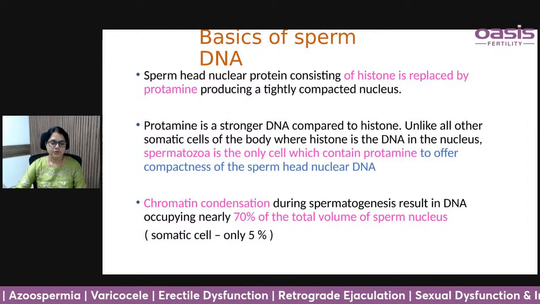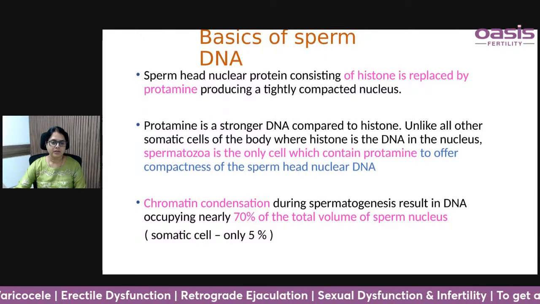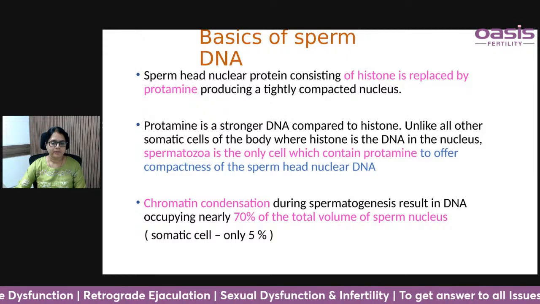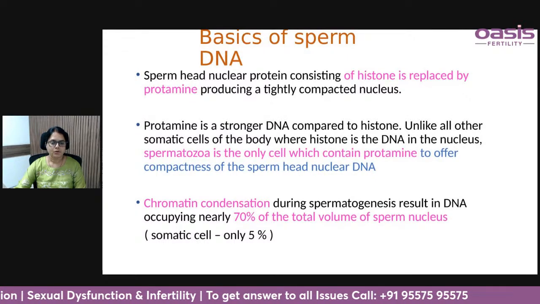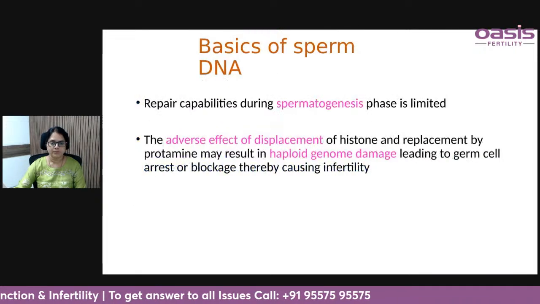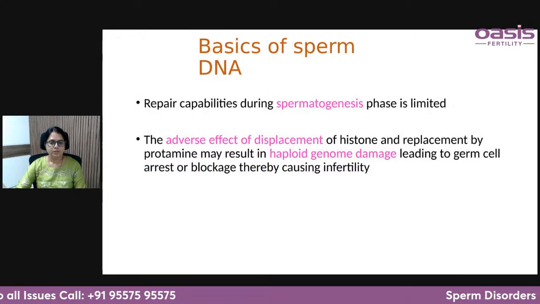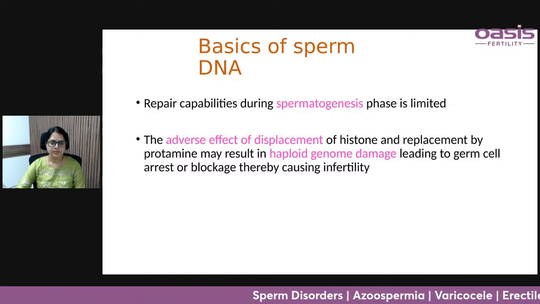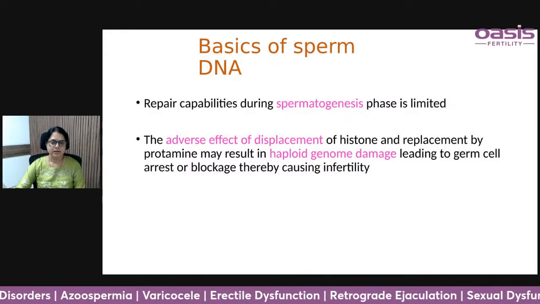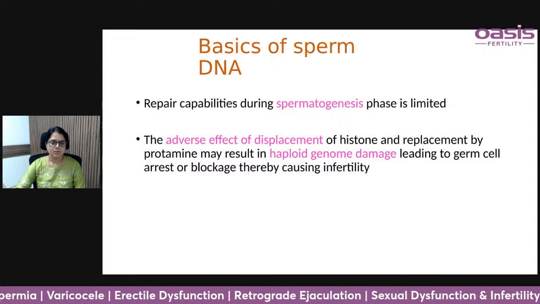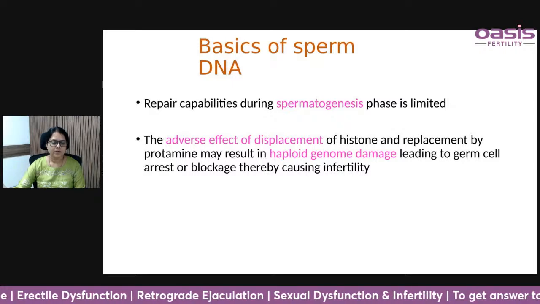Chromatin condensation during spermatogenesis results in DNA occupying nearly 70% of the total volume of the sperm nucleus, whereas in a somatic cell it occupies only 5% of the cell. So repair capabilities during the spermatogenesis phase are limited. The adverse effects of displacement of histone and replacement by protamine may result in haploid genome damage, leading to germ cell arrest or blockage, thereby causing infertility.